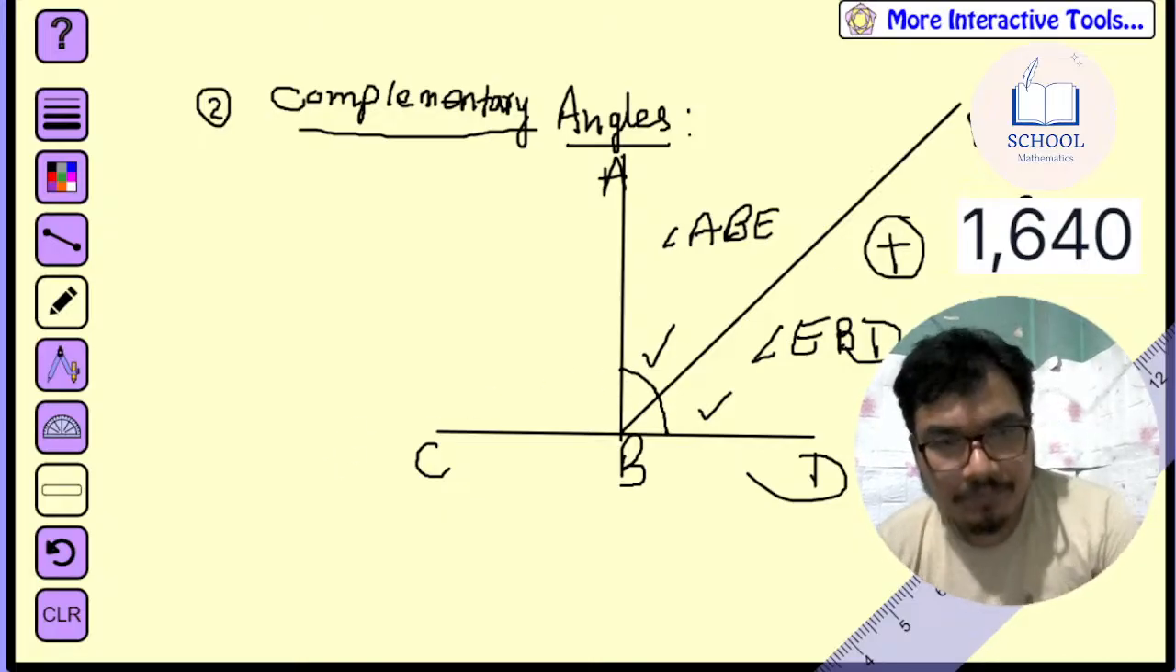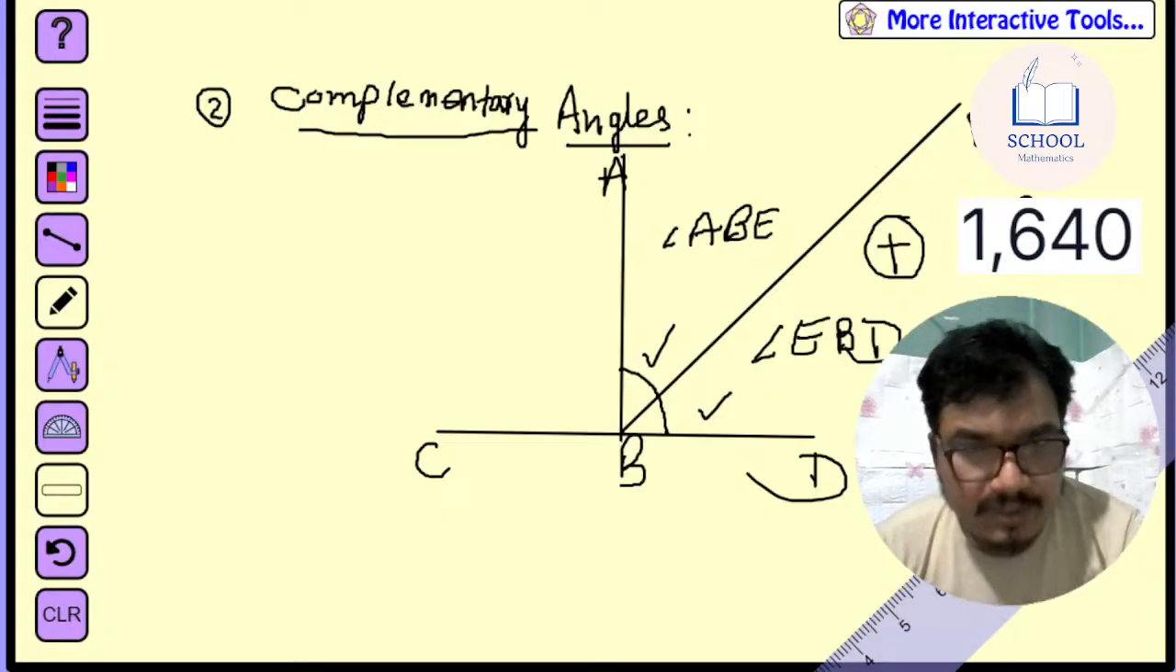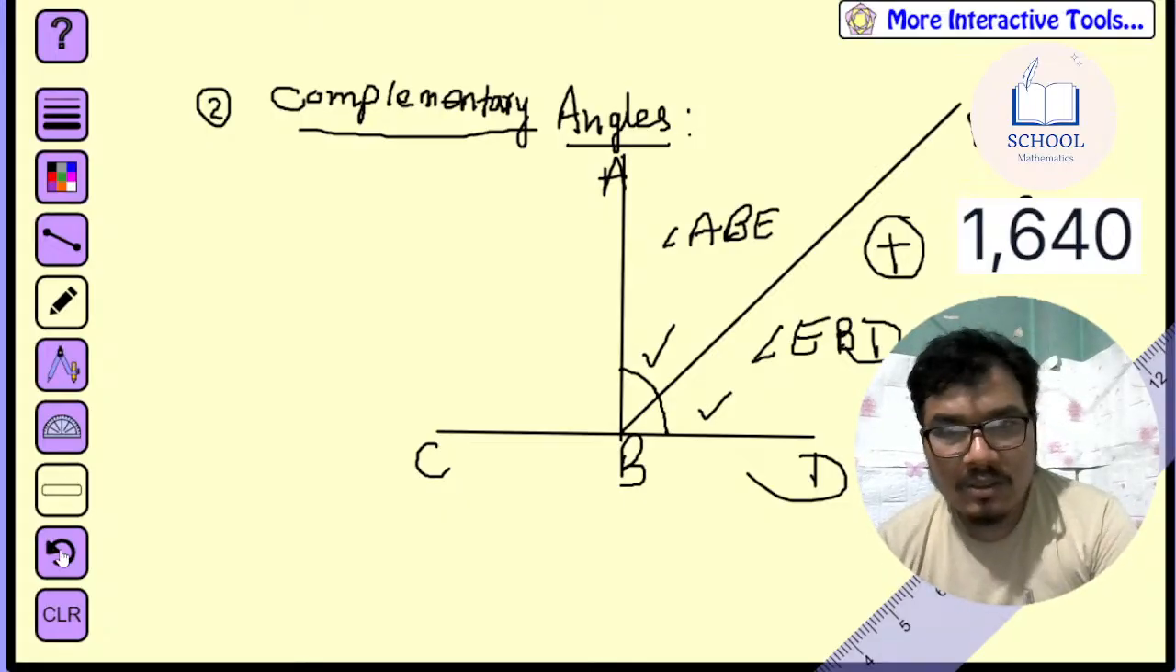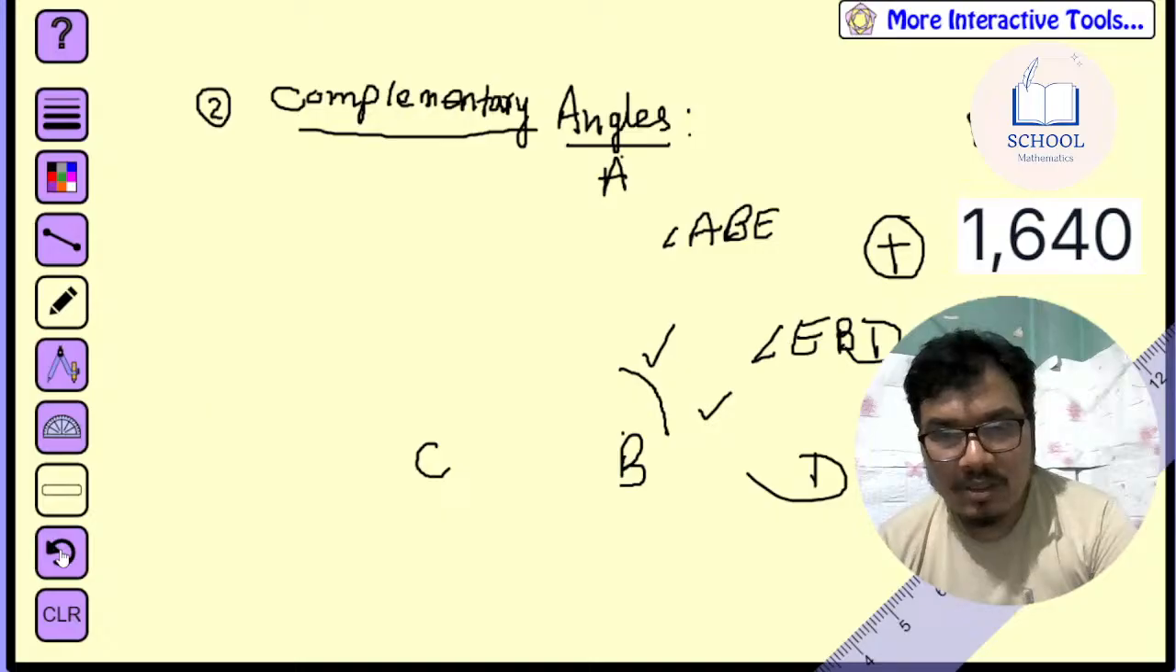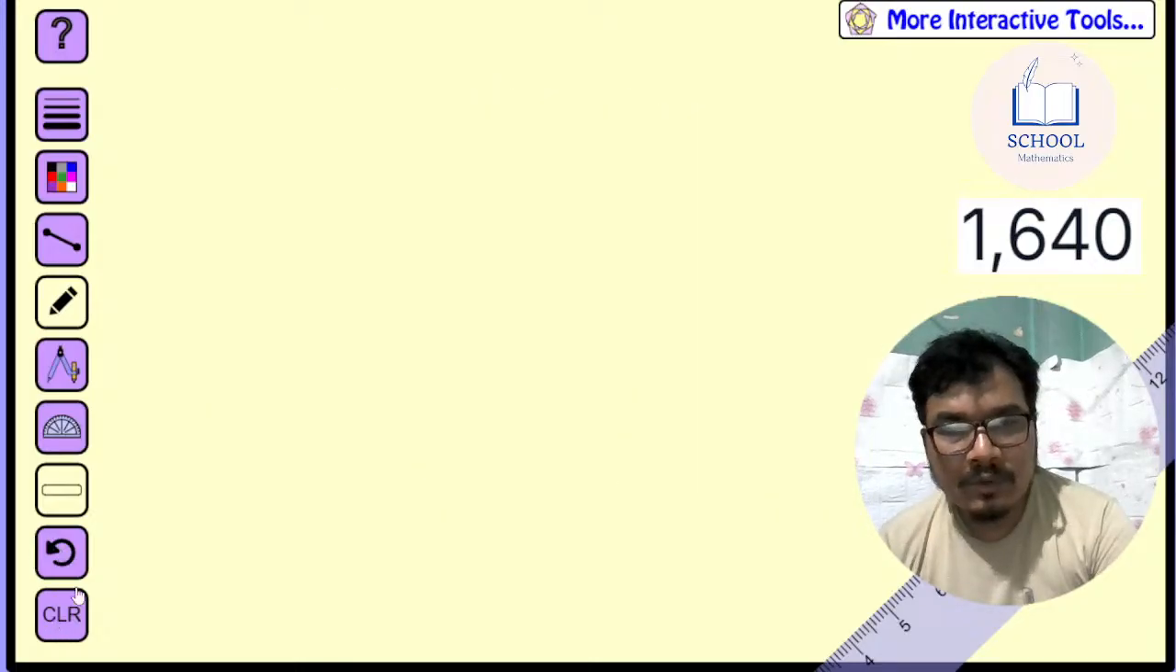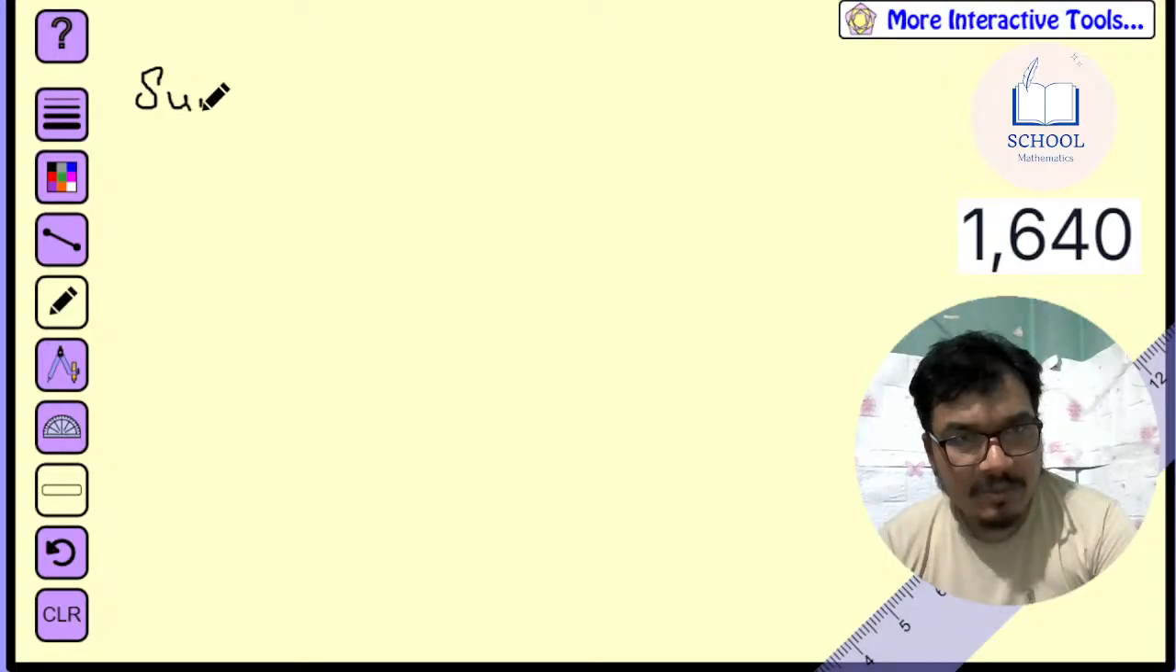Okay, now for the supplementary, see here, for third number I am talking about now. I am sharing ideas about supplementary angles, okay, supplementary angles.